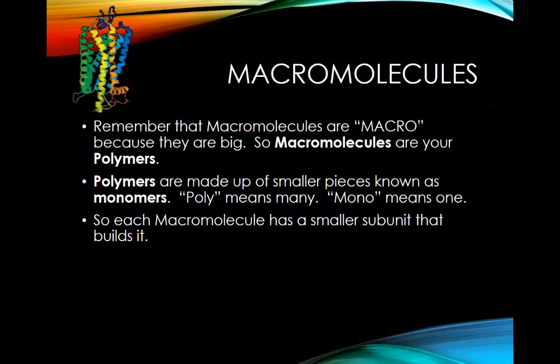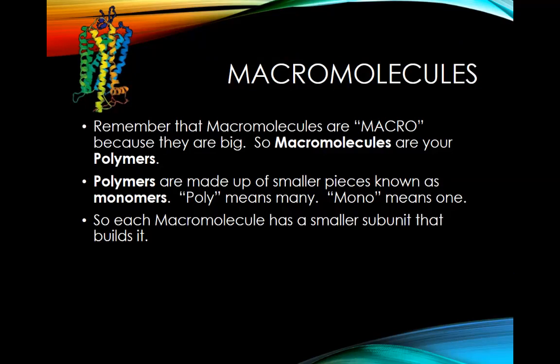So we have our macromolecules. We should know that macro at this point means large. And so macromolecules are your polymers. These polymers are going to be made up of several smaller pieces known as monomers. Remember, poly means many and mono means one. So each macromolecule is going to have a smaller subunit that builds it.